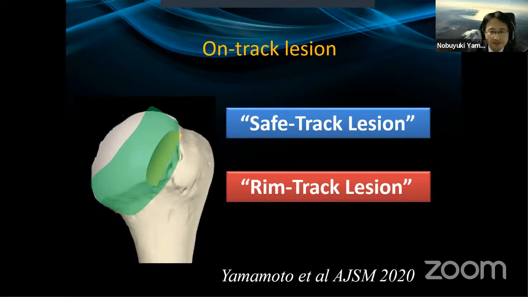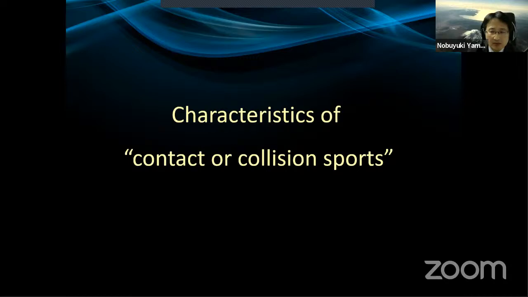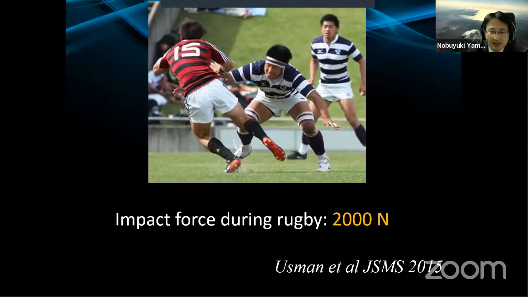So let's talk about contact collision athletes. What is the characteristic of contact collision sports? Players have greater external force. One biomechanical study reported the impact force during rugby was 2000 Newtons.